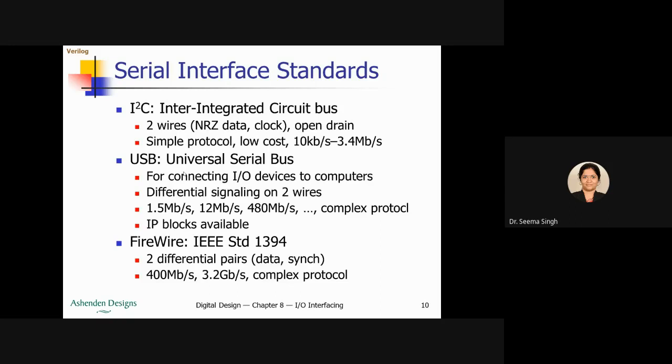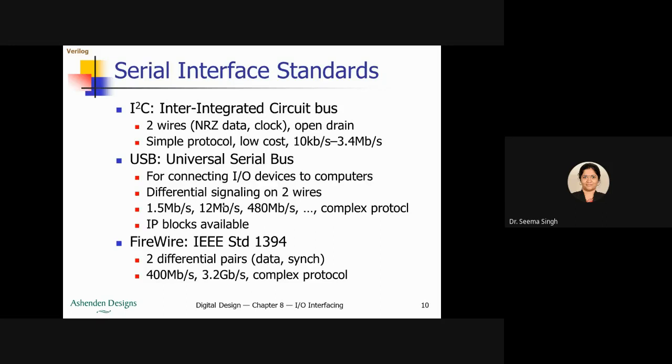It connects IO devices to the computer, and it has differential signaling on two wires. Differential signaling means the two wire signals are talking to each other, meaning there is some relation between these two signals. That is how differential signaling is used in USB. The data transfer rates vary, and it has a complex protocol which is not discussed in this syllabus, and it has IP blocks available also.